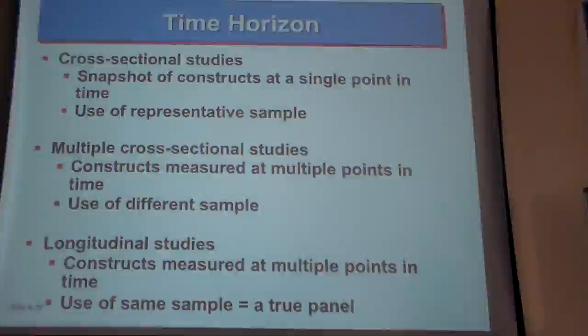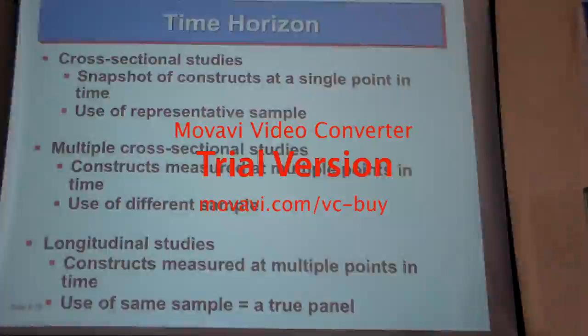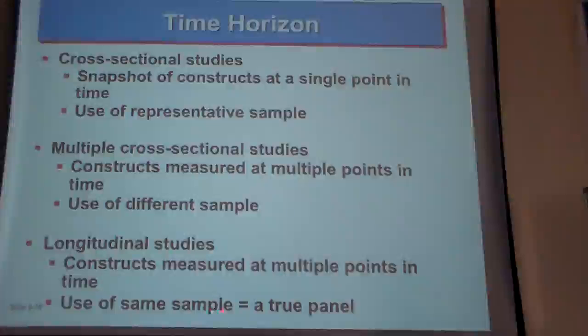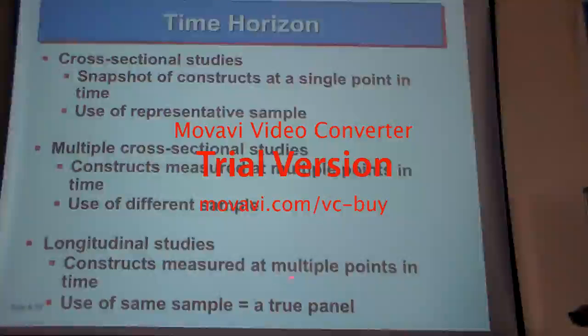Use of different samples. Here, use of a representative sample means only one, but here we use different samples. Longitudinal studies: constructs measured at multiple points in time, using the same sample or a true panel. So these are the three types of time horizon. It is like this, but the difference is using multiple points of time with the same sample. The other is different samples. Yes. Multiple cross-sectional. Yes.